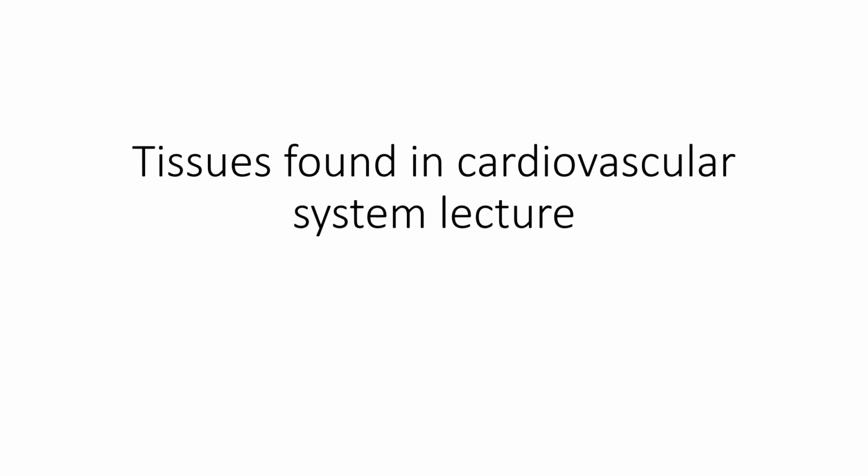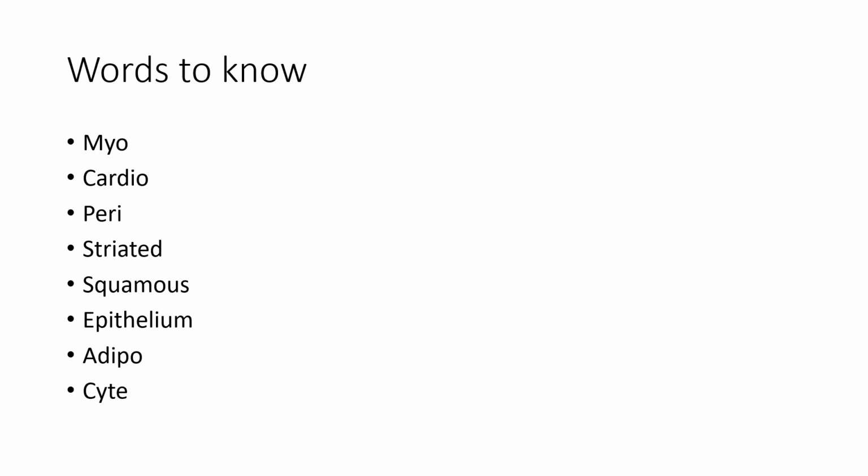The purpose of this video is to give a basic introduction of tissues found in the cardiovascular system. Understanding these will help you understand how the cardiovascular system functions and certain disease processes that can affect the cardiovascular system. Now, one of the big things that I tell people is if you can understand the basic roots, you can actually understand a lot of the other aspects.